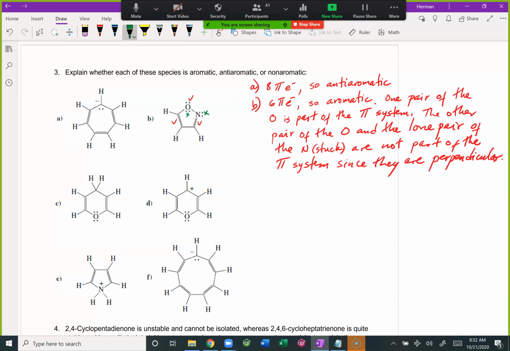All right, let's do C. What is C? Is it non-aromatic? Yes, correct.